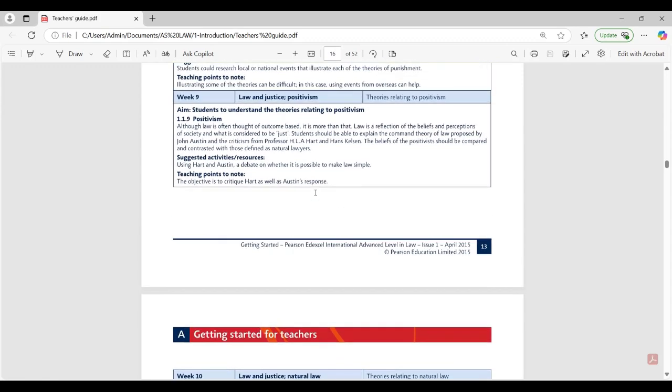And the next area is the legal theories, under which you have to learn three main types of theories: legal positivism, natural law, and utilitarianism.